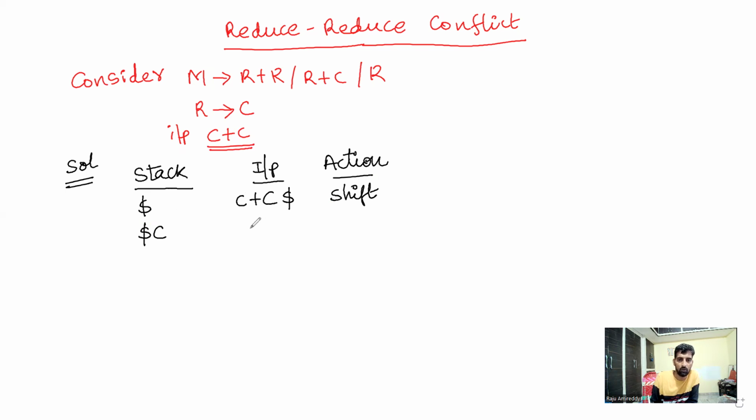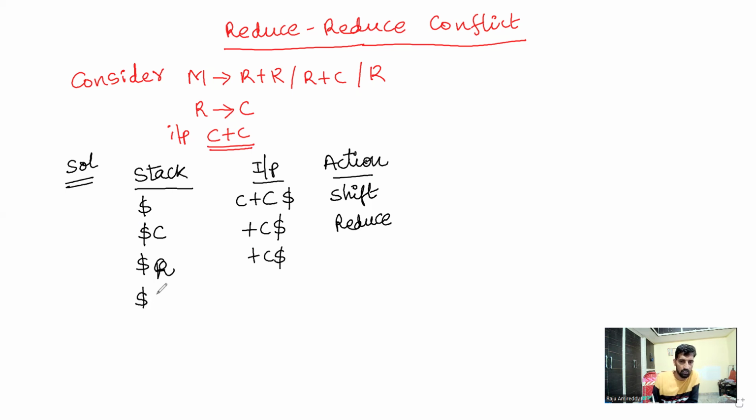Okay. Now the remaining values are plus C dollar. Dollar C. Okay, again this plus. Now you see, in place of C, I can write R. In place of C, I can write R. So whenever you reduce something to R, this is called reduce. Now plus C dollar as it is.